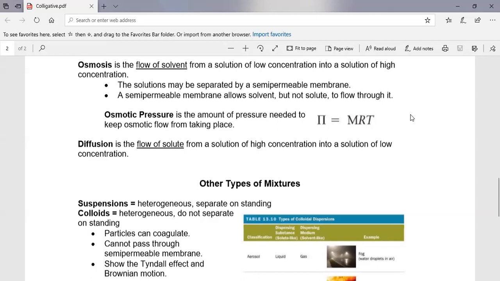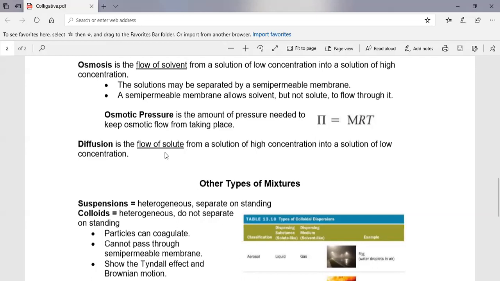You may have heard of a technique called reverse osmosis purification, and that's where they use this osmotic pressure to push the solvent in the reverse direction in order to purify the solvent. Diffusion is where the solute flows from a solution of high concentration into a solution of low concentration. So you can see how these terms might get confused very easily because they both result in something becoming diluted, but the difference is in which part is moving. So osmosis is when the solvent flows, diffusion is when the solute flows.